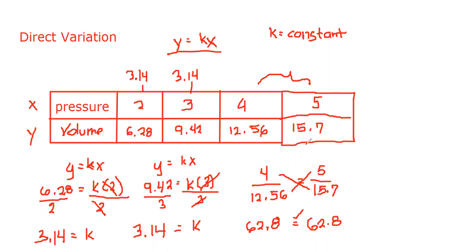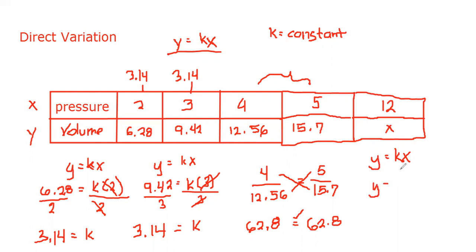Ngayon, to the use of direct variation, pwede natin makuha yung future nilang terms. For example, kapag tinuloy-tuloy natin yan, ano kaya magiging volume nito? What will be the volume if ang pressure is naging 12 na. Diba? So, gamitin natin yung ating formula na Y is equal to K times X, or Y varies directly to X. So, ang Y natin, that is the missing.